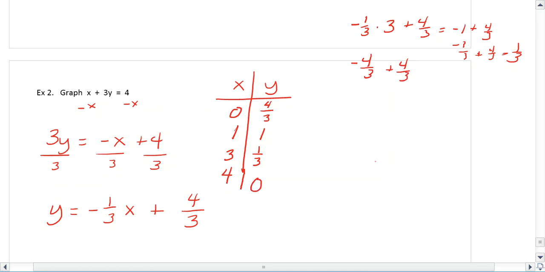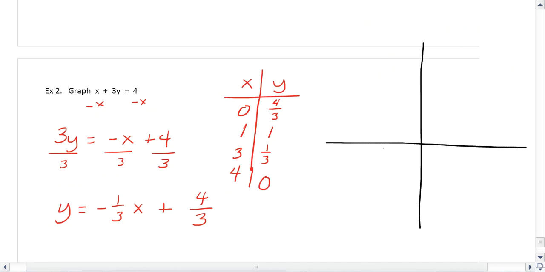So now let's graph these points. So 0, 4/3 is just above the 1. Okay, 1, 1. That's pretty easy. Out here at 3, we're just above the x-axis at 1/3. And out here at 4, we're right at 0. So my points did line up. That helps me know that I didn't make any mistakes. And then we connect these dots to graph the line.